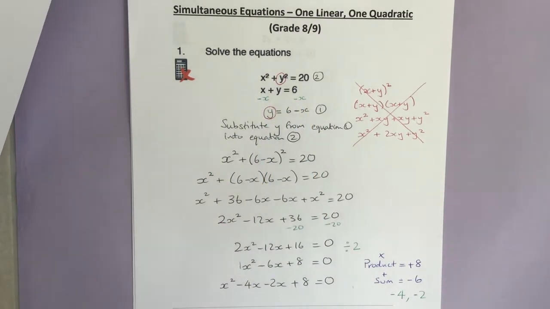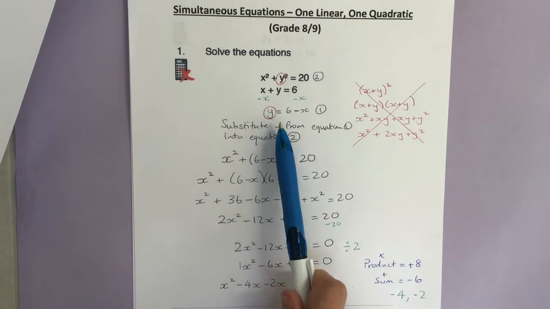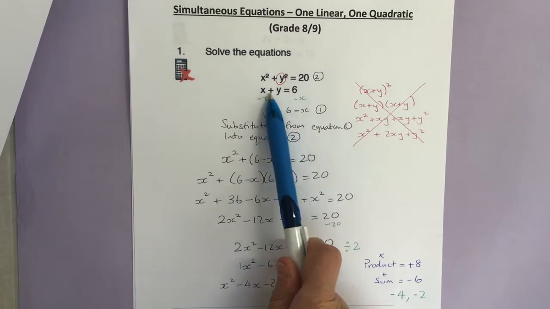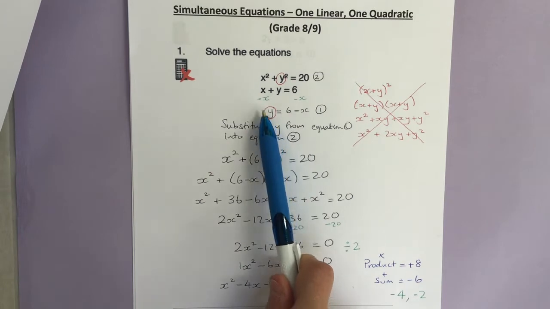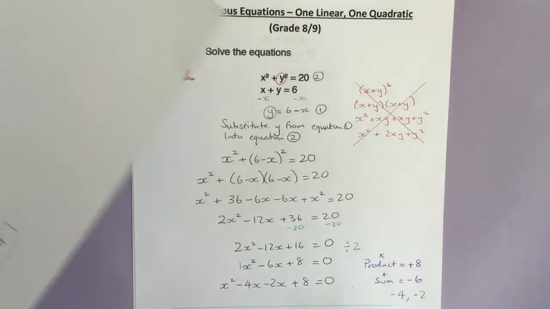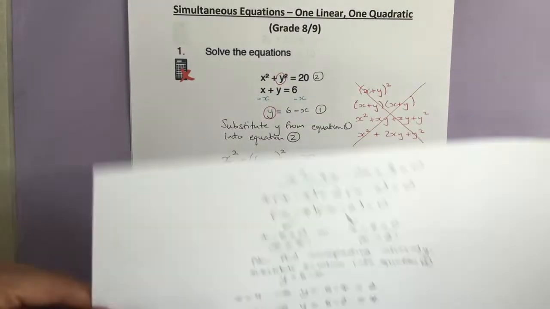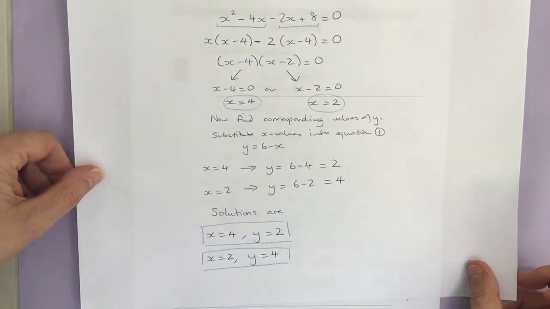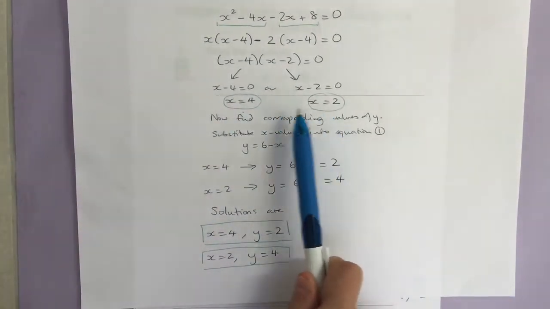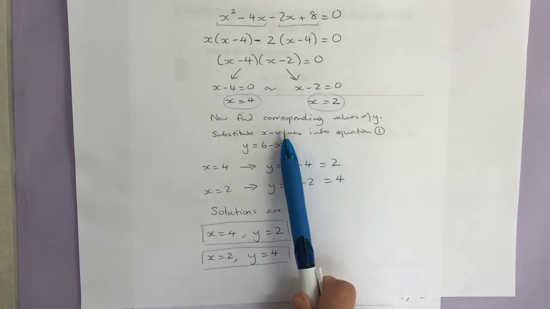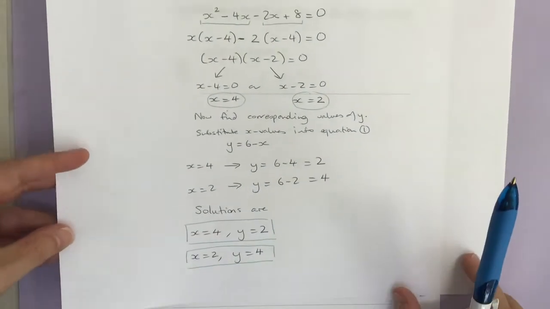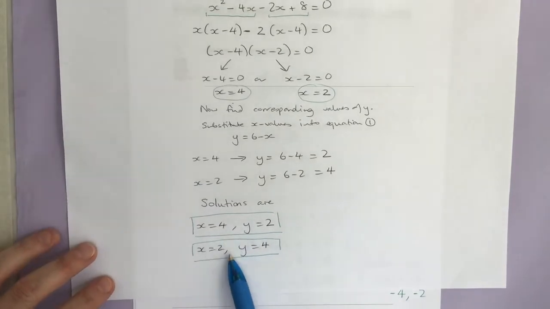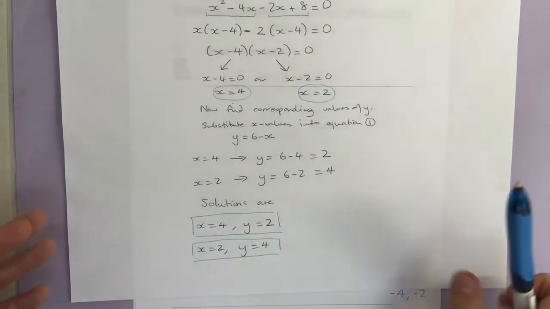So we went through that last time in the last example: rearranged the simpler equation, the linear equation, to get one letter as the subject, substituted in, did quite a lot of algebra to end up with a quadratic that we solved to find the values of one of the letters, and then substituted into the first equation to find our complete pair of solutions. So we're going to go through that process again.